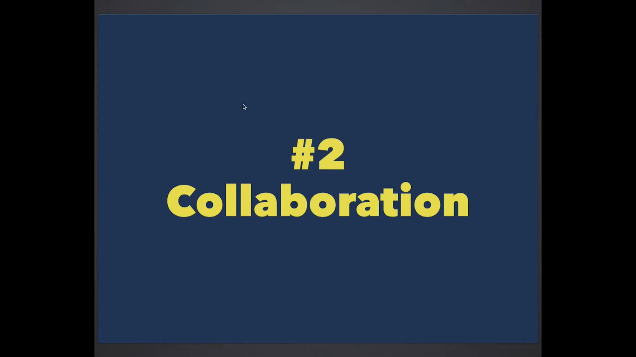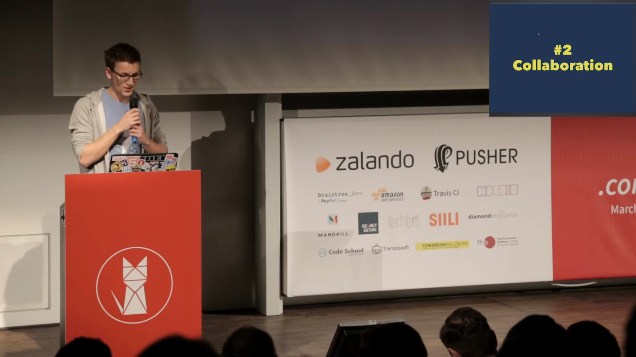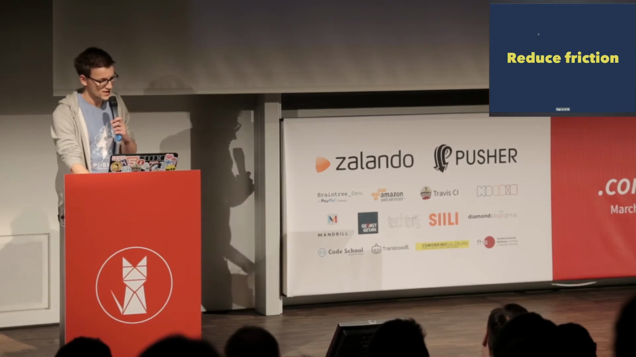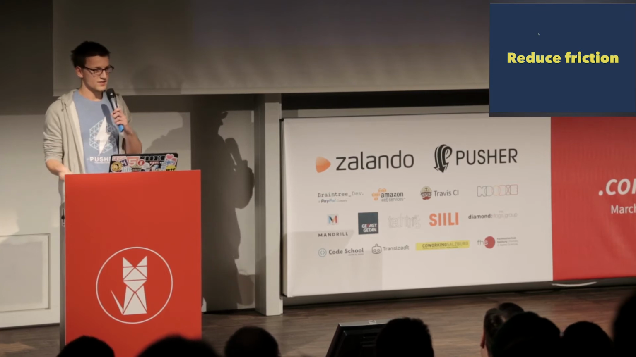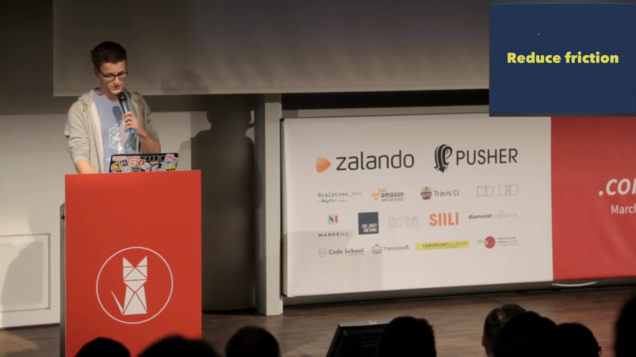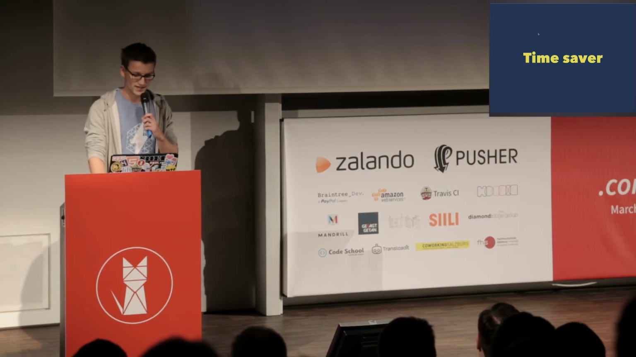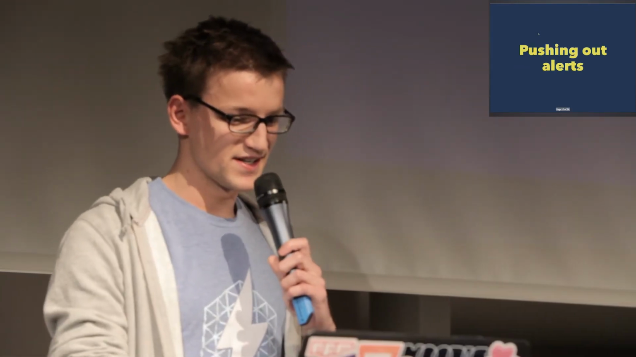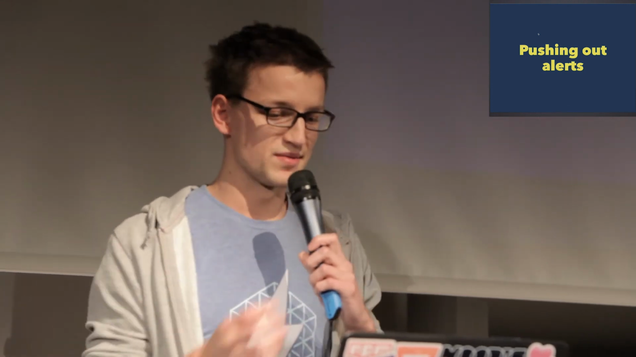Another use case is anything which involves collaboration. So if you've got an app where you need people to communicate not directly with chat, but with comments or something, being able to have something update in real time reduces the friction, and it saves time for everyone involved. I'm going to speed up a bit. Number 3, real-time notifications. Say you've pushed out some dodgy code to your server and you need to alert everyone that you need to do a bit of emergency maintenance.